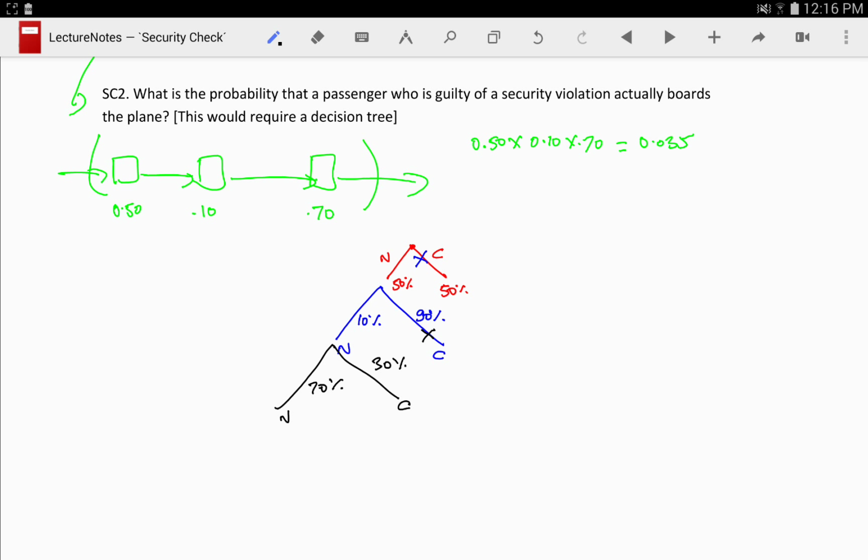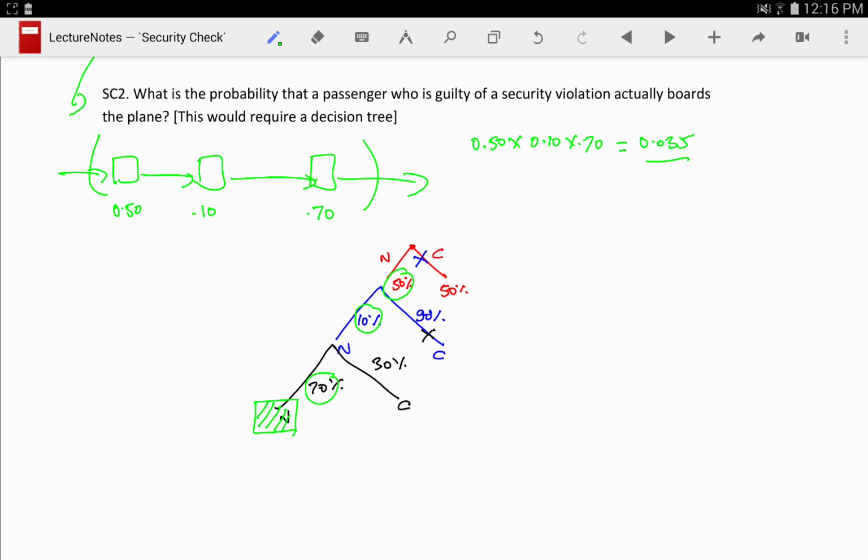So the question had asked, after going past the 3 steps, what is the probability of not getting caught? Our desirable, I'm using that term very loosely, leaf is this. What is the probability of arriving here? The probability of arriving here is 70% times 10% times 30%, which gives us the same answer.